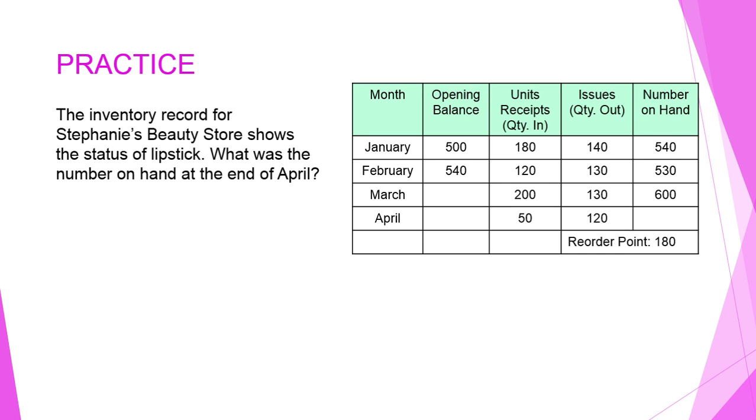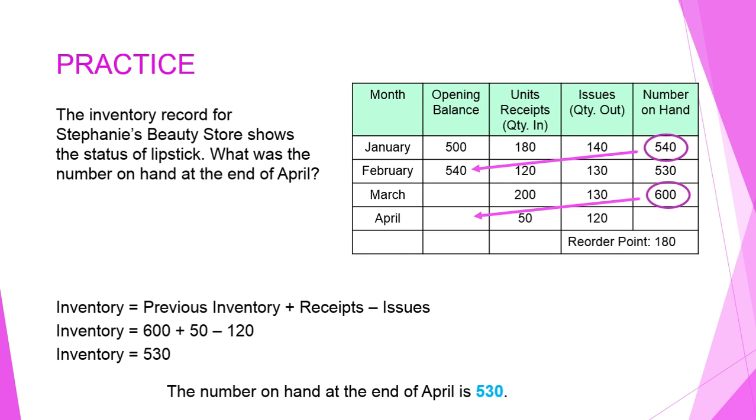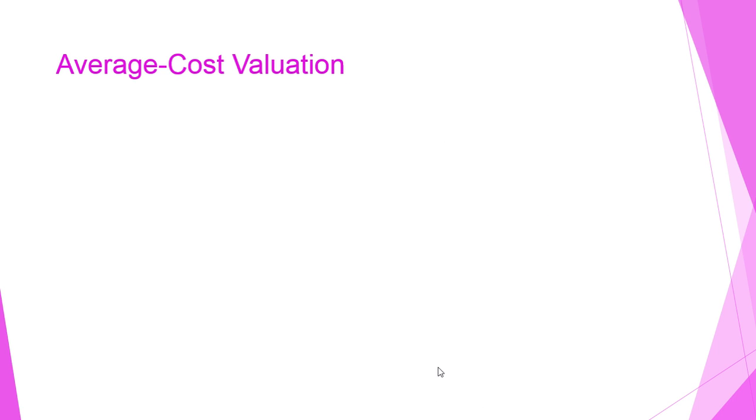Alright, we have the number on hand for April to be 600, and we received 50 more, and then we sold 120. So that means at the end of April we end up with 530 lipsticks. Alright, so that right there was the easy. Now we go into the 3 methods I had mentioned earlier. The first one is the average cost valuation.